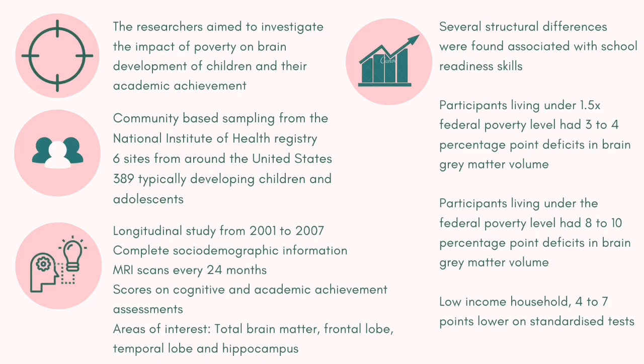Even more significant results were found in people who were living under the federal poverty level. Let's say that is $20,000. So basically these families or individuals belonging to these families were living under $20,000 per year. They found that there was an 8 to 10 percentage point deficit in brain gray matter volume in this group of individuals. So on average, it was found that the low income households had children and adolescents who were scoring 4 to 7 points lower on standardized tests.